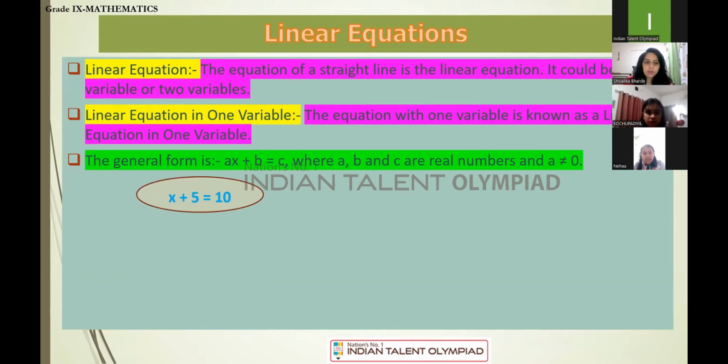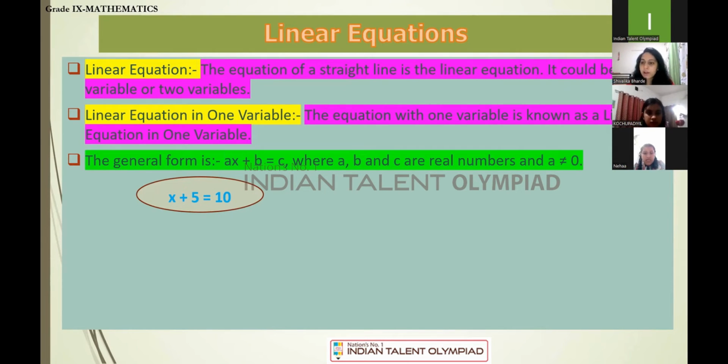Like I can give you an example here: x plus 5 is equal to 10. This is an example of a linear equation in one variable. We are just recalling what we have done, so we will relate this with linear equations in two variables. Now you can see x plus 5 is equal to 10. Here the value of a is 1, the real number with the x. Value of b is 5. Value of c is 10.